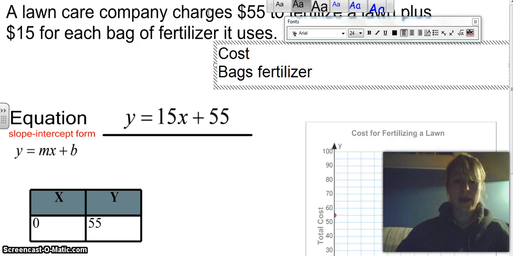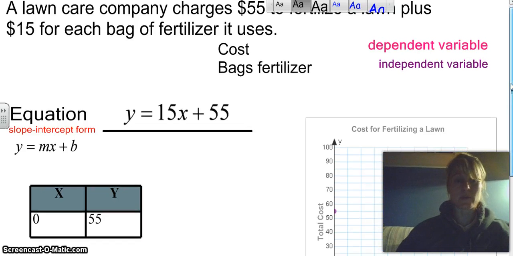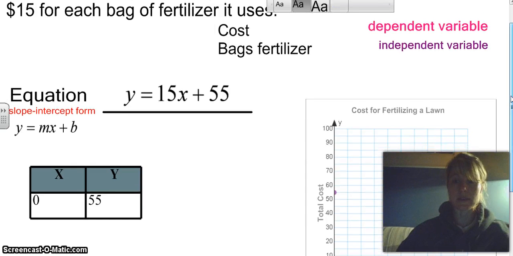Because if I have one bag, then my cost would be, put in a 1 here, and that would be $70. But if it's 2 bags, my cost changes. It depends on the bags. So if I put 2 in here, that's 30 plus 55, that's $85, and so on. Okay? So that's why the cost is the dependent and the bags of fertilizer is the independent. The $15 is the same no matter what, and that doesn't change.